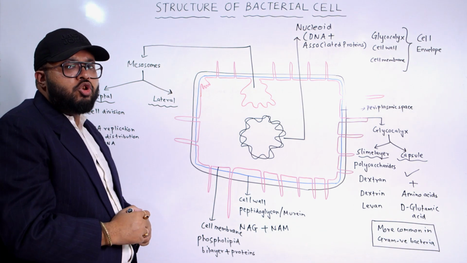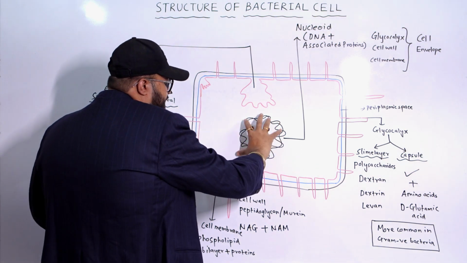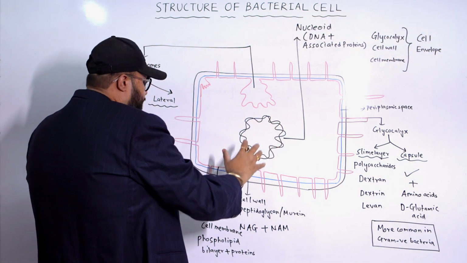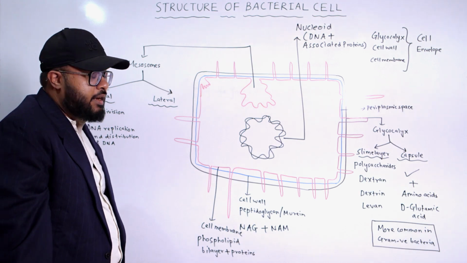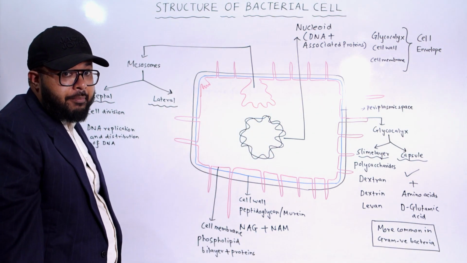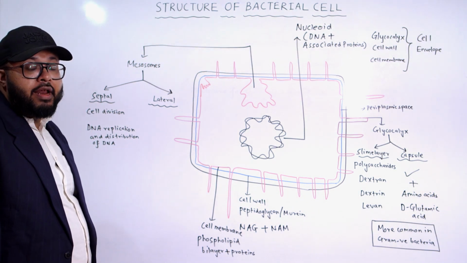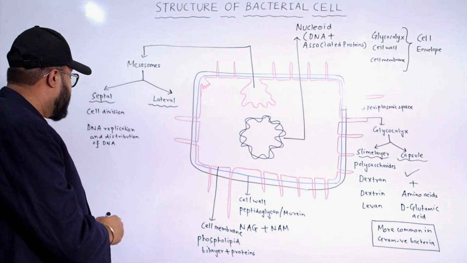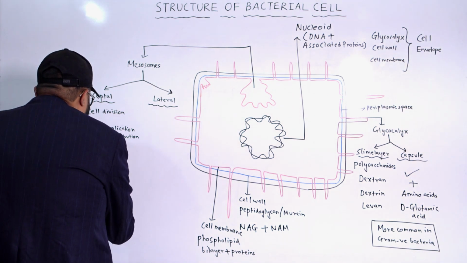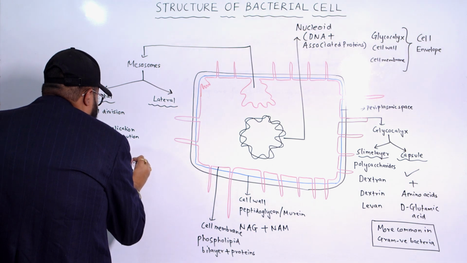When the cell is not dividing, this DNA is generally present in the center of the cell, but when it is about to divide, it gets attached to the mesosome for DNA replication. Septal mesosome is also involved in cell wall synthesis.